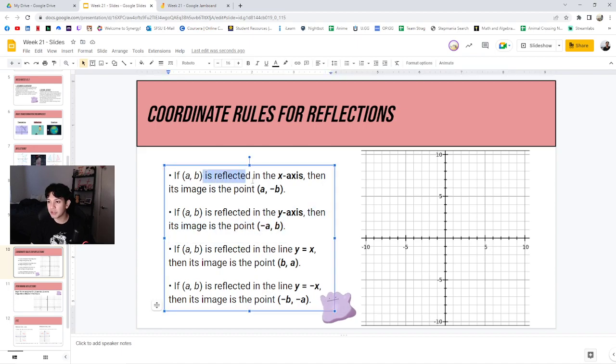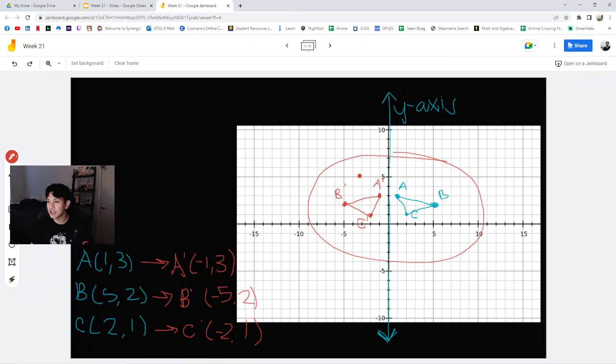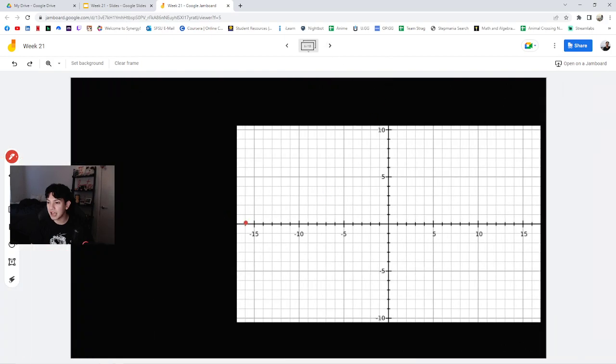Let's go about reflection about the x-axis, okay? If we did something about the x-axis, where's the x-axis located? It's going to be located right here. This horizontal line is the x-axis, okay?